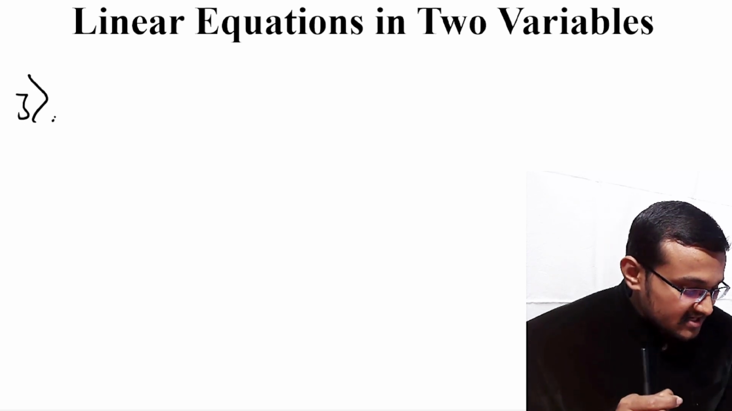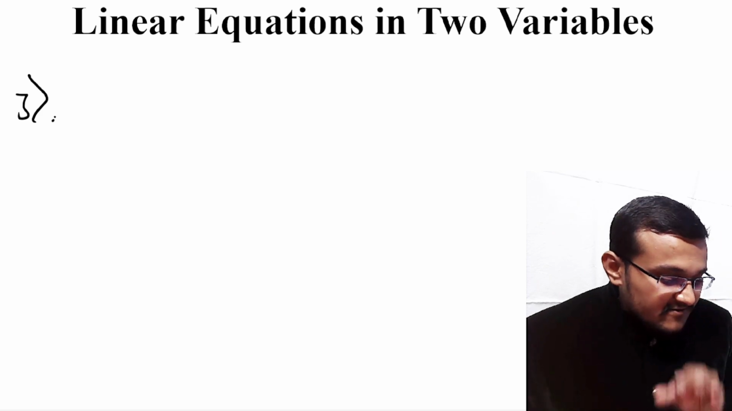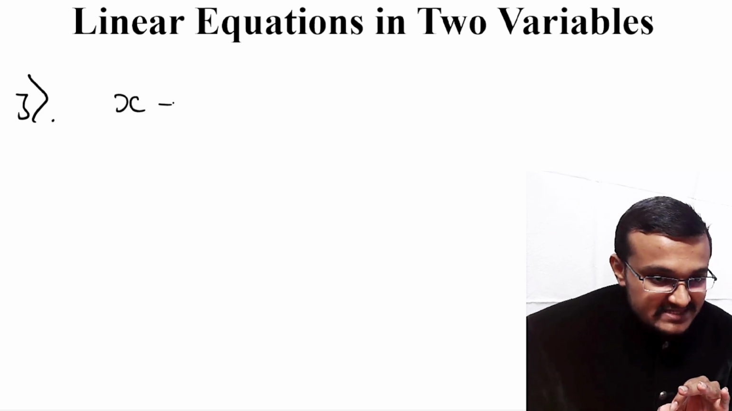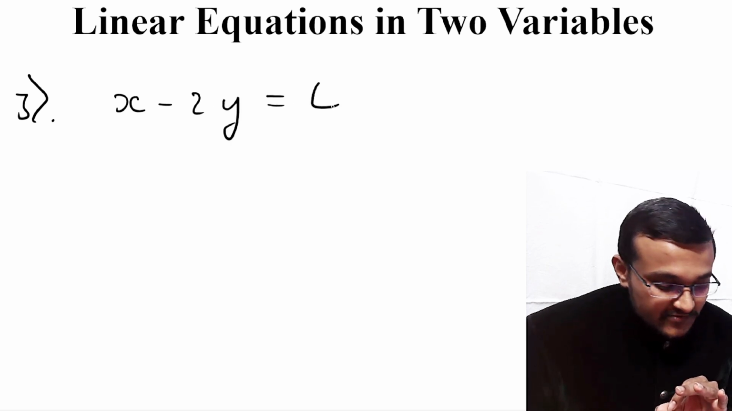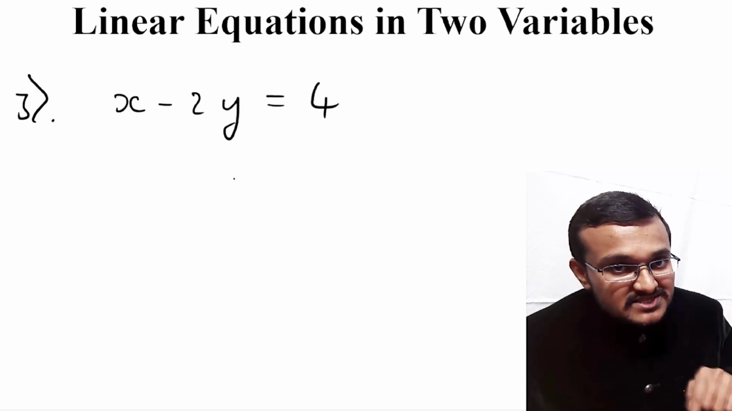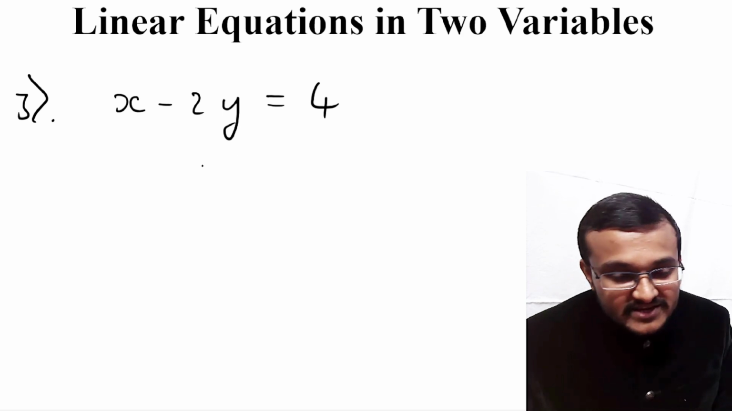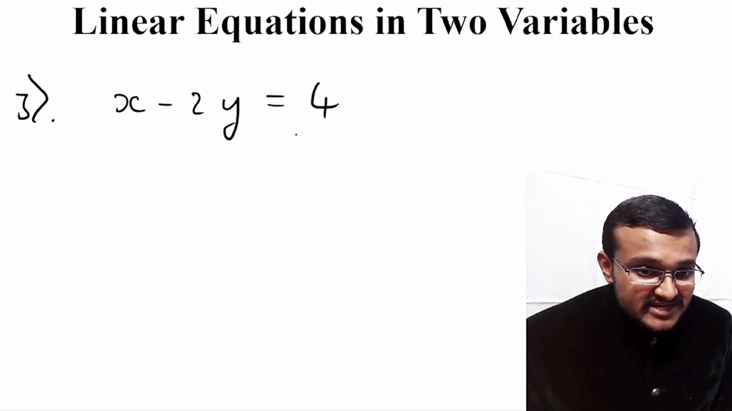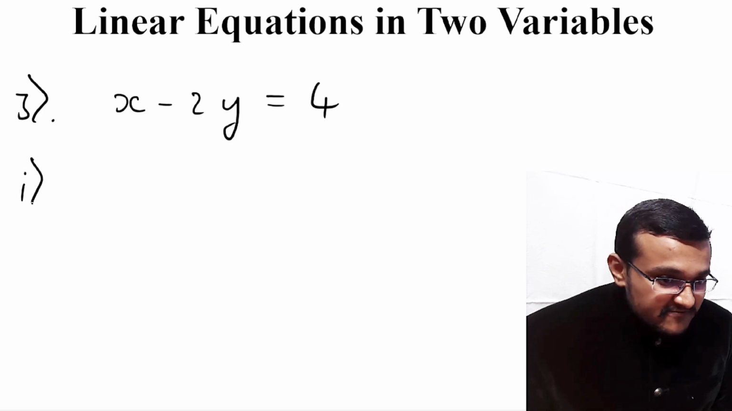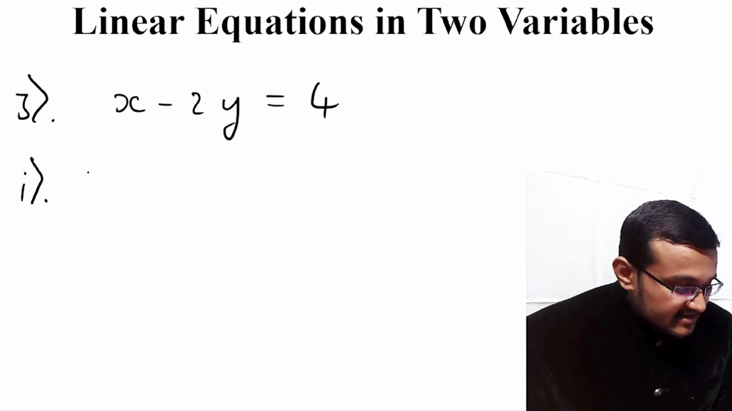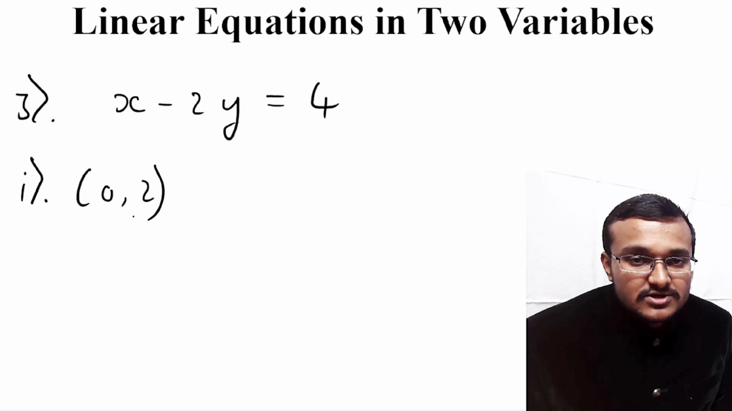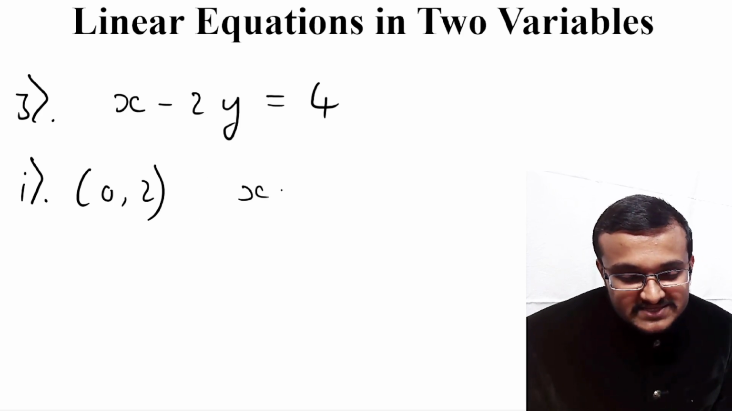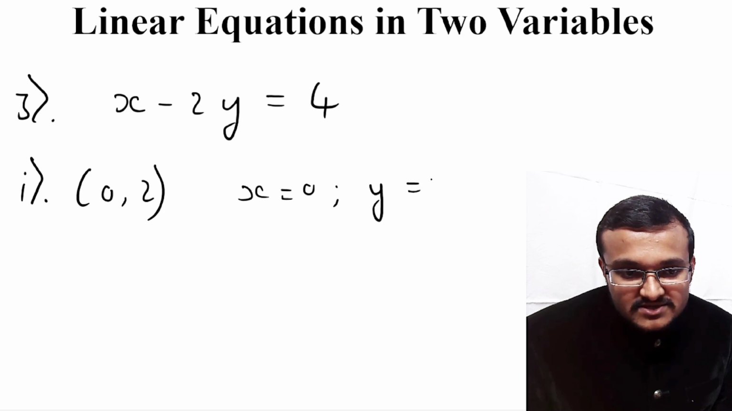Here in the third question, you have to check which of the following solutions satisfy the equation they have given. That is x minus 2y is equal to 4. Which of the solutions are possible in order to satisfy this particular equation? The first option which they have given here is (0, 2). How to check this? Now you'll substitute x as 0, y as 2.